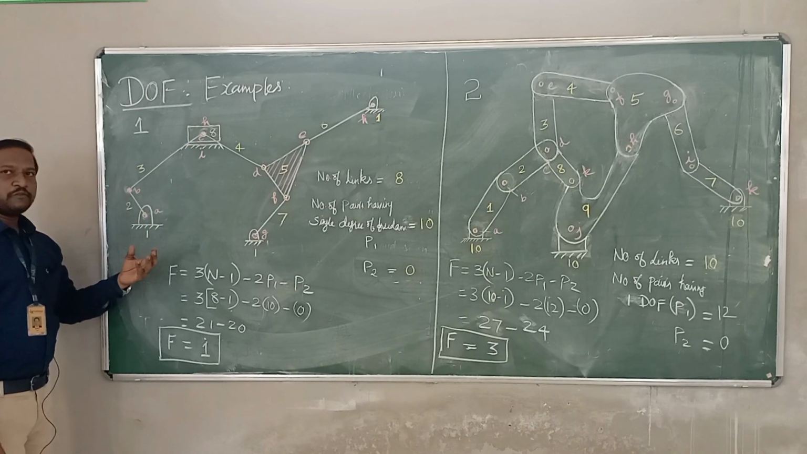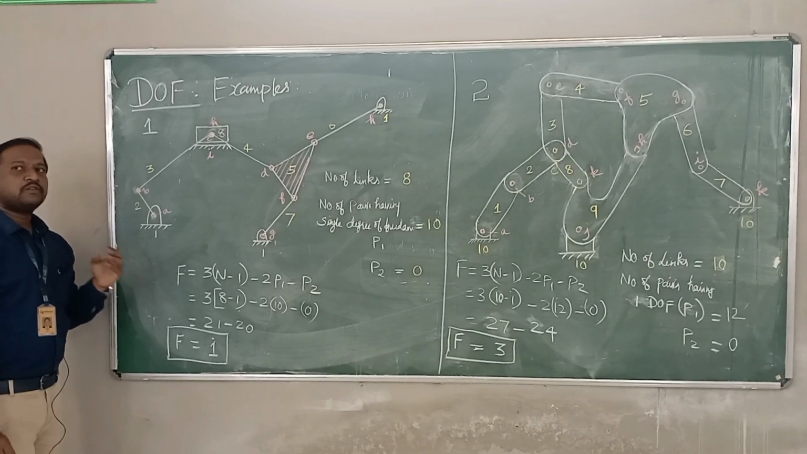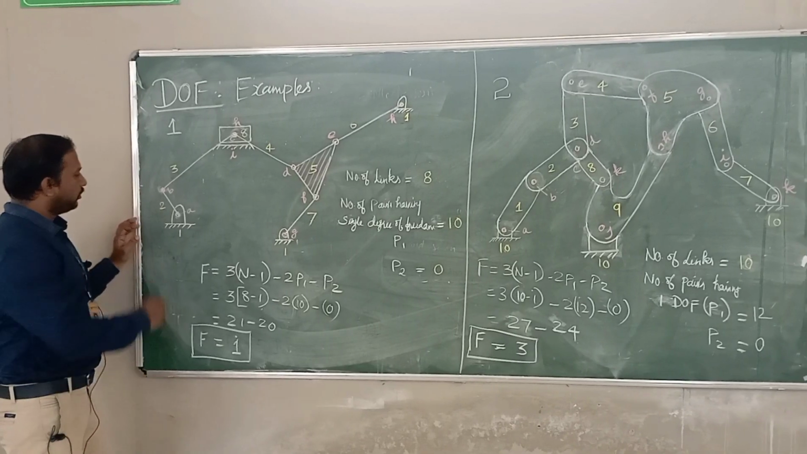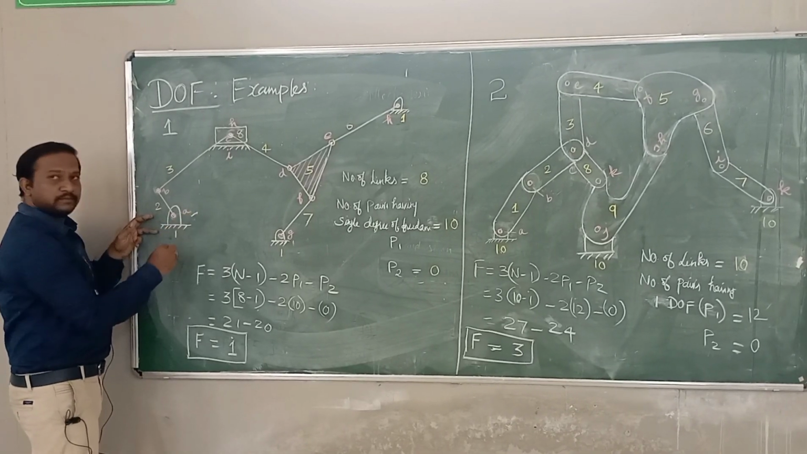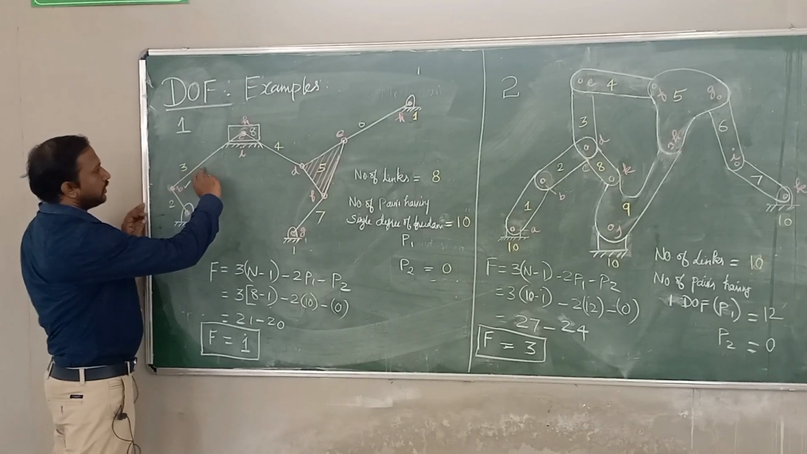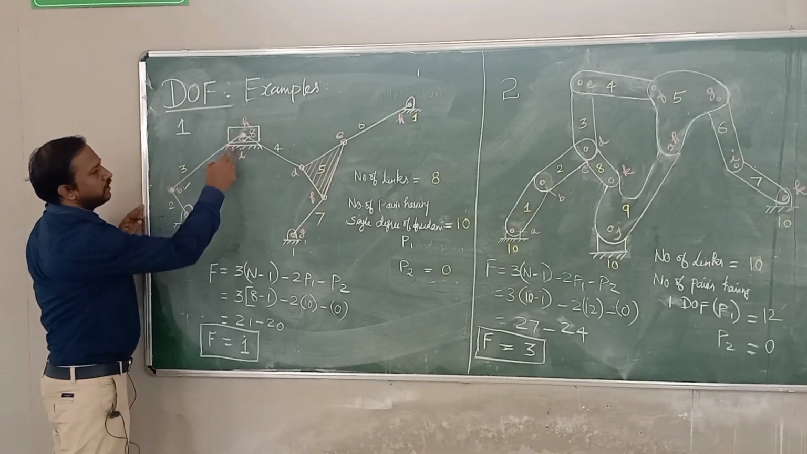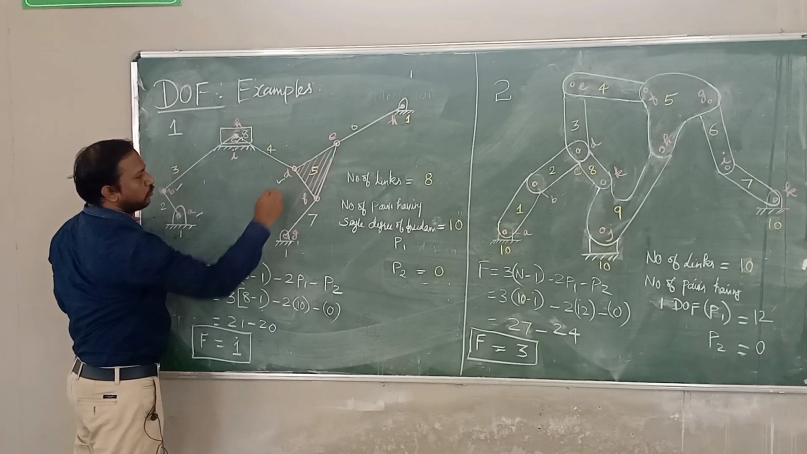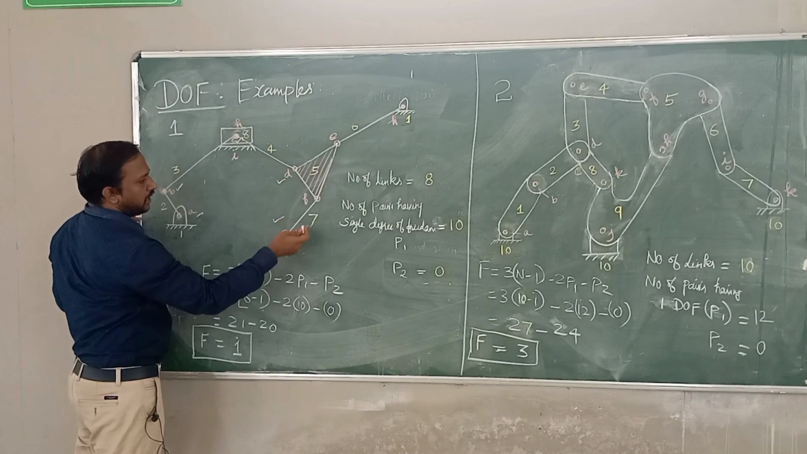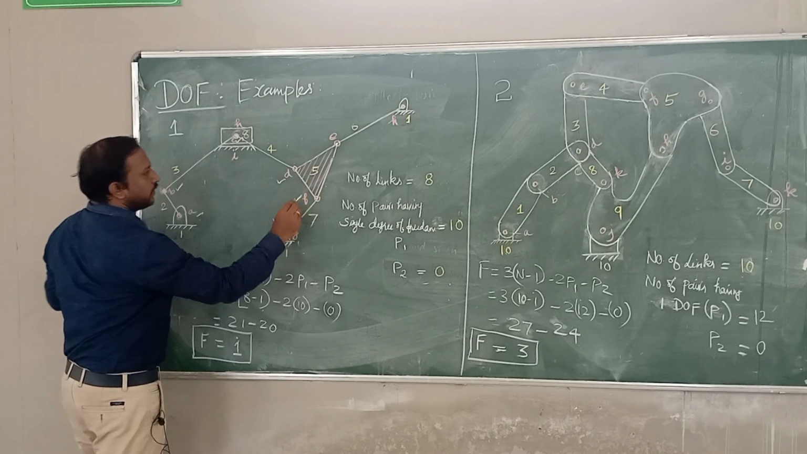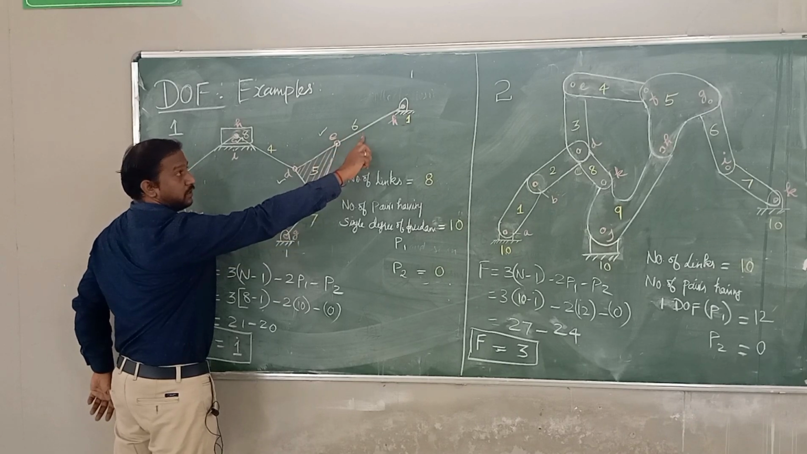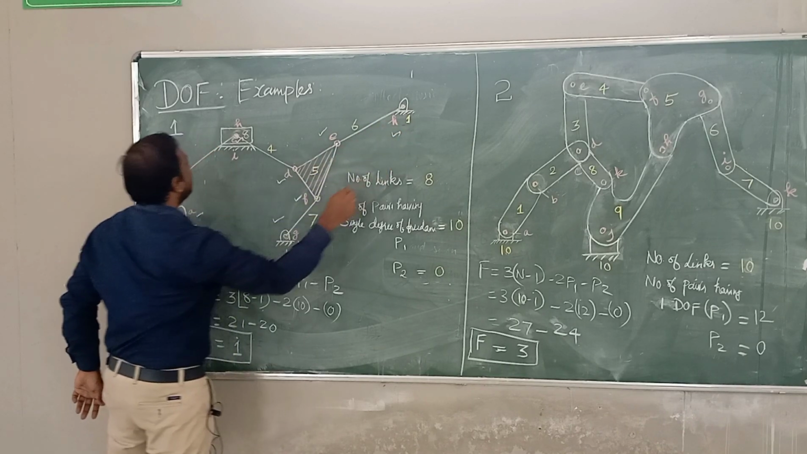So now we're going to focus on how many pairs have a single degree of freedom. Let me start this way. 1 and 2 make one pair, and 2 and 3 make another pair, and 3 and 4 make one more pair, and 4 and 5 make one more pair, and 1 and 7 make one pair, and 7 and 5 make one pair, and 5 and 6 make one pair, and 6 and 1 make one pair.